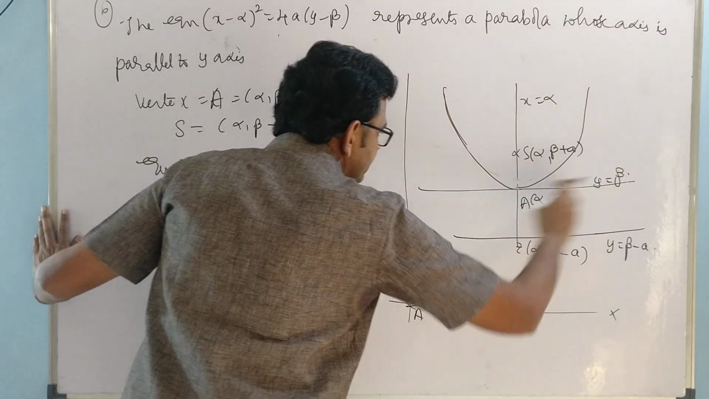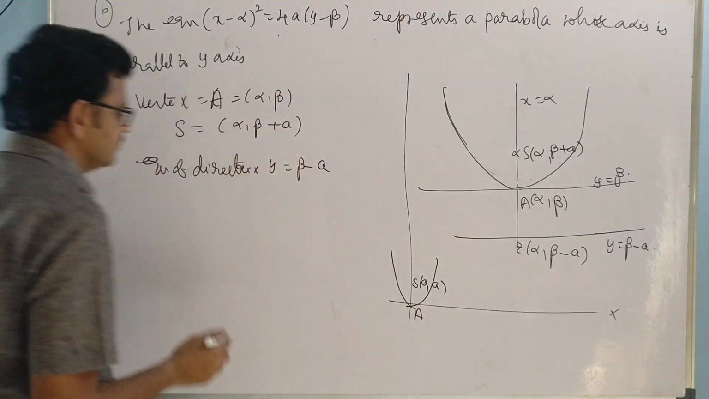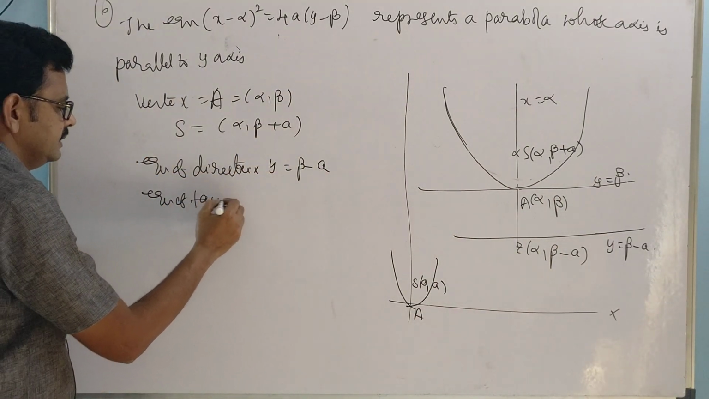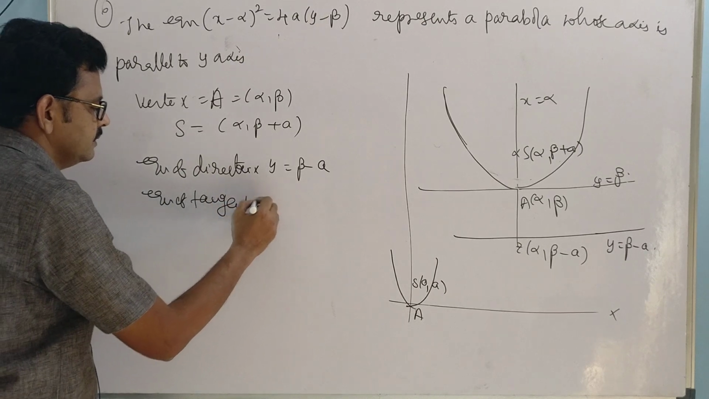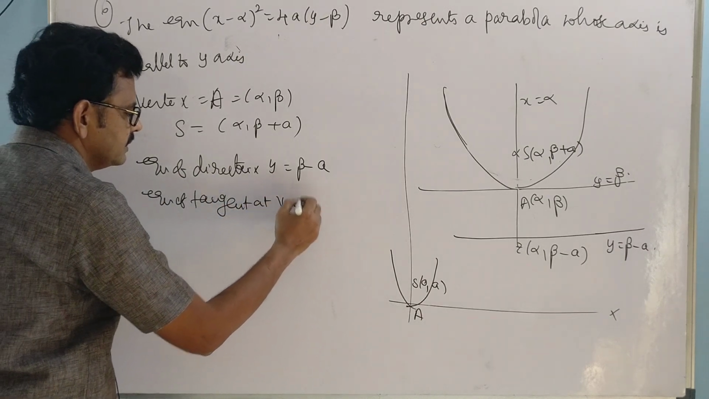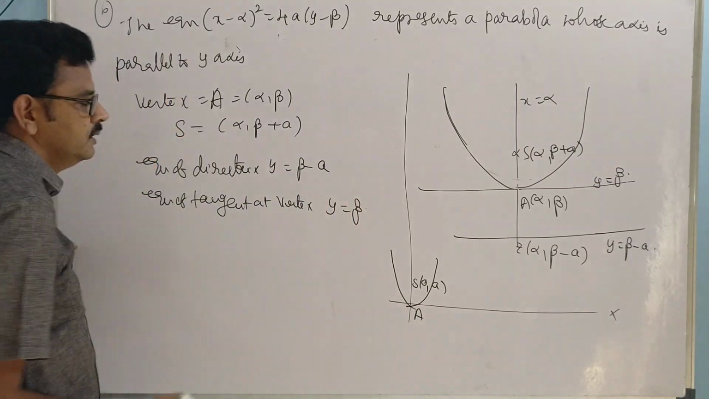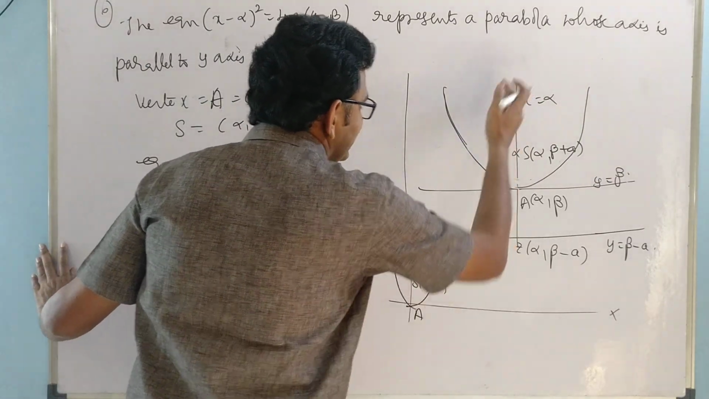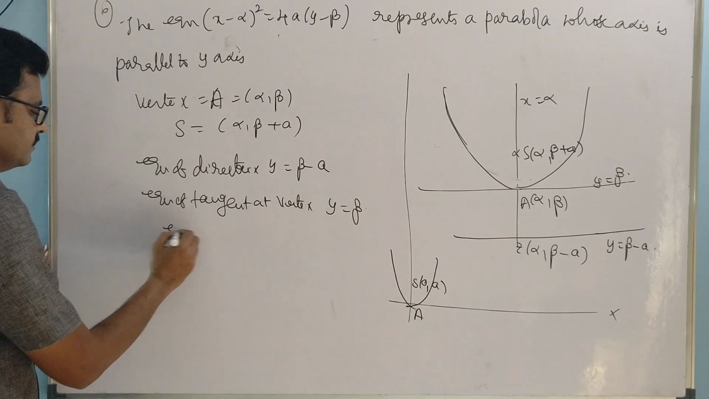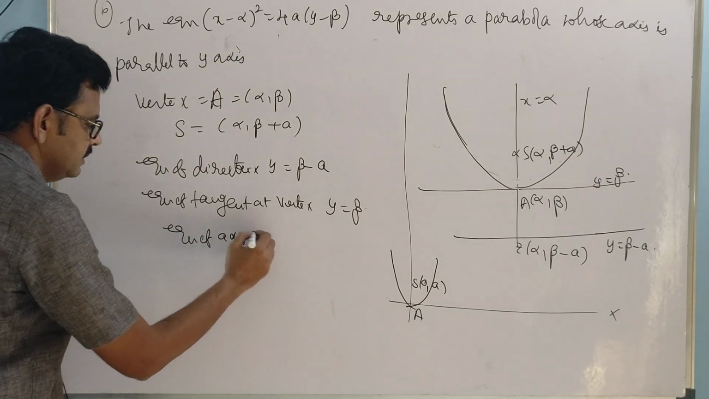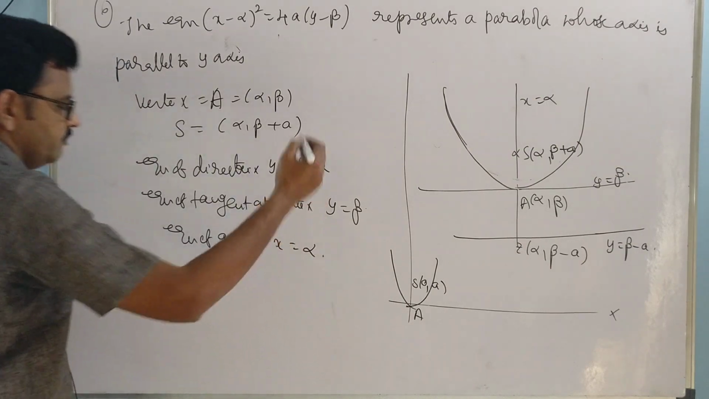Equation of tangent at vertex: y is equal to beta. So this is the x equal to alpha axis. Equation of axis is x equal to alpha.